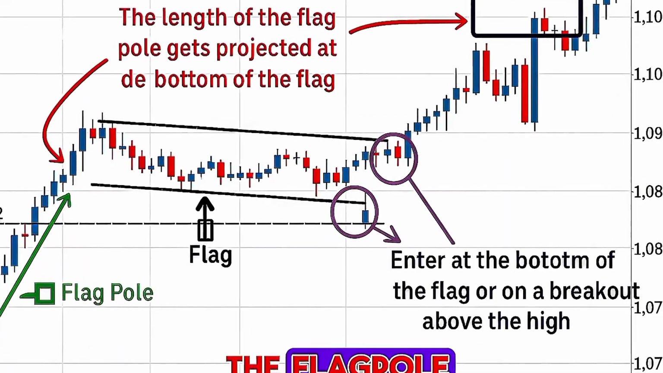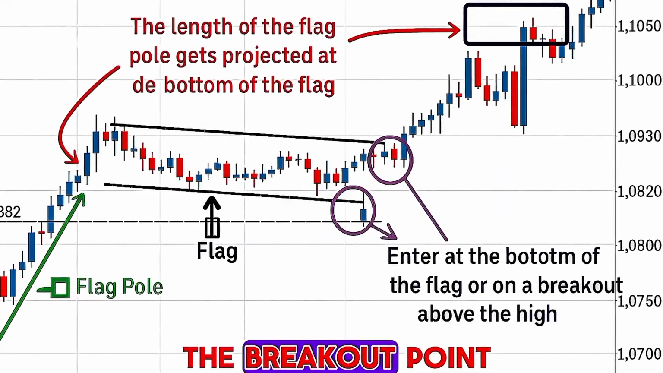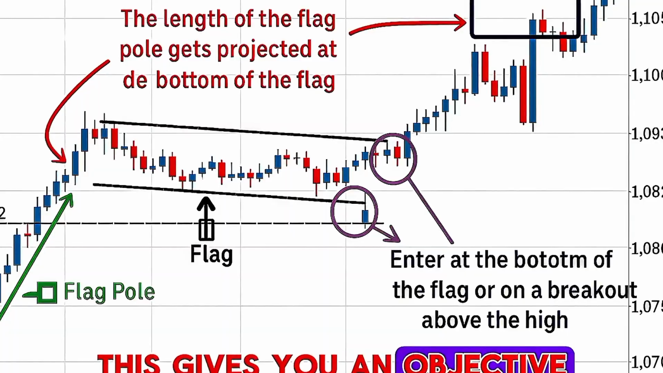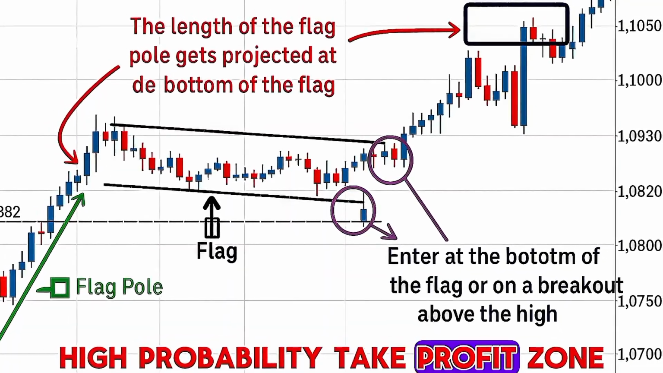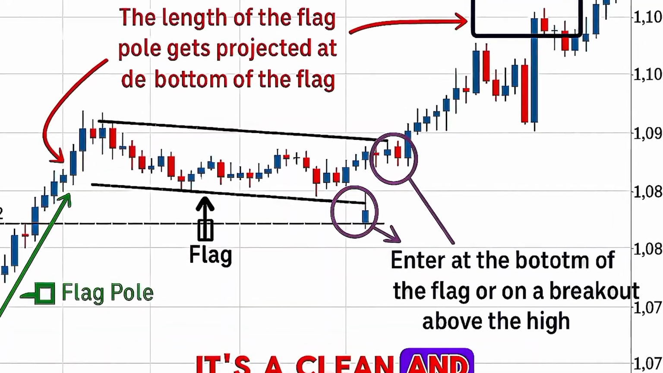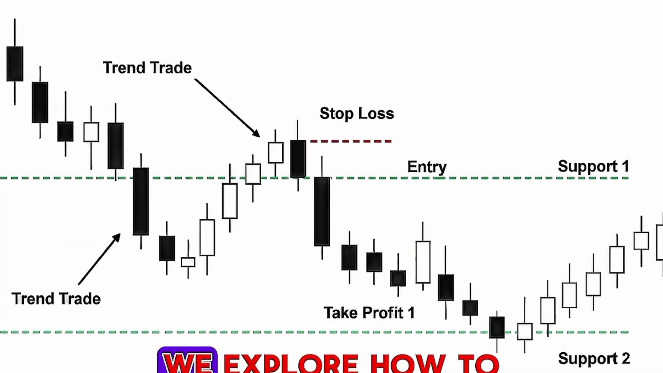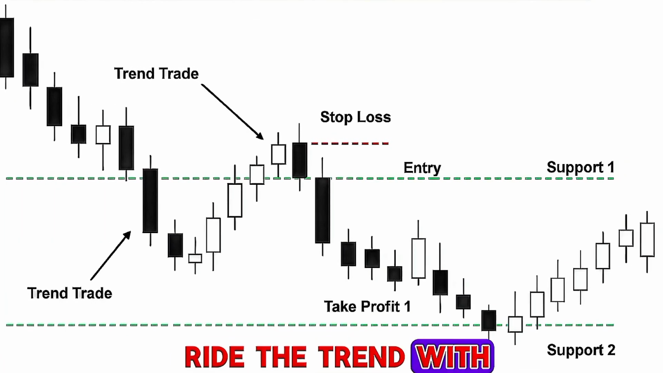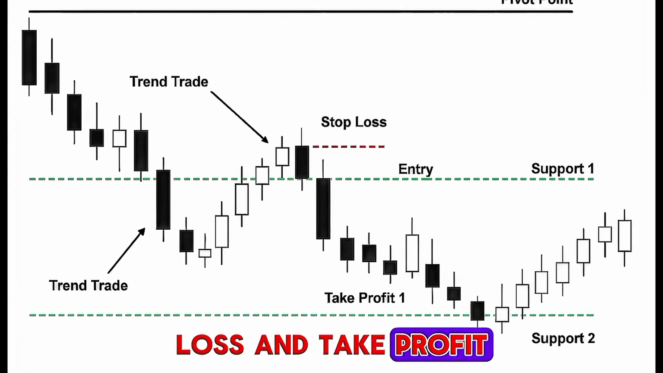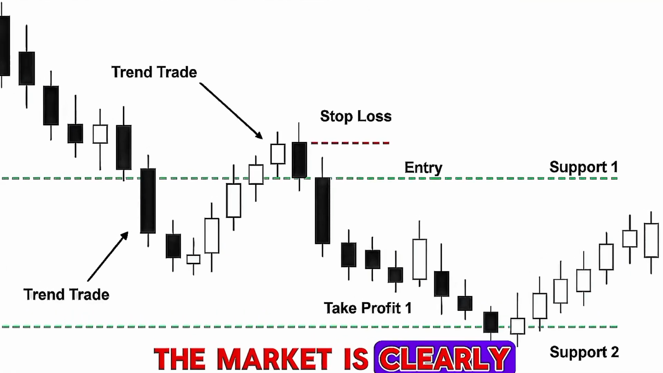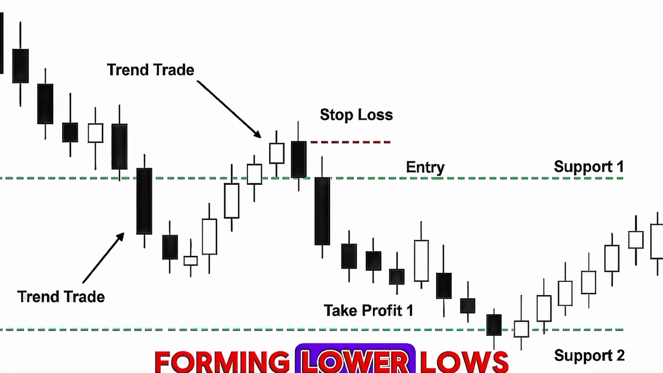Measure the height of the flagpole and project it from the breakout point. This gives you an objective, high-probability take-profit zone. It's a clean and repeatable setup for momentum traders. In this image, we explore how to ride the trend with structured stop-loss and take profit. The market is clearly in a downtrend, forming lower lows.